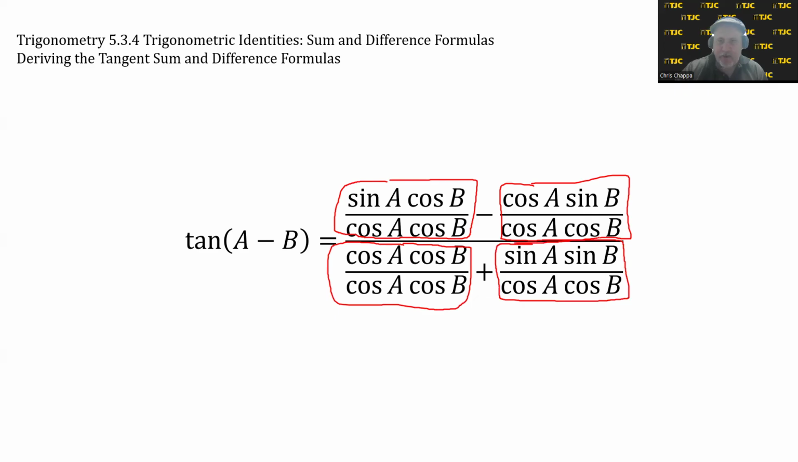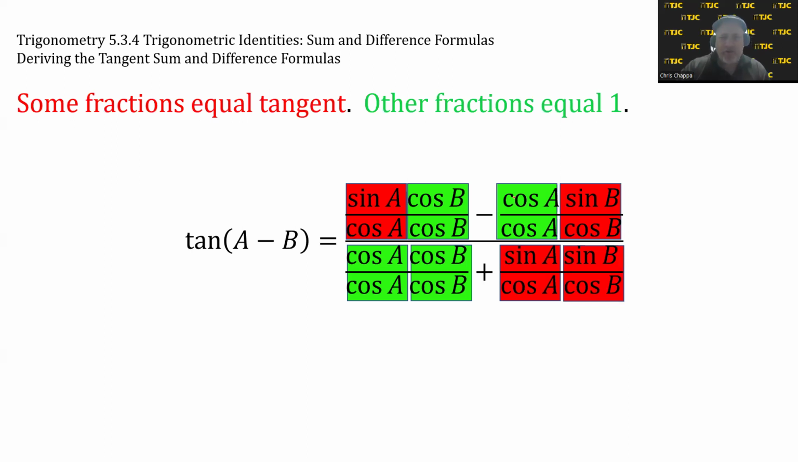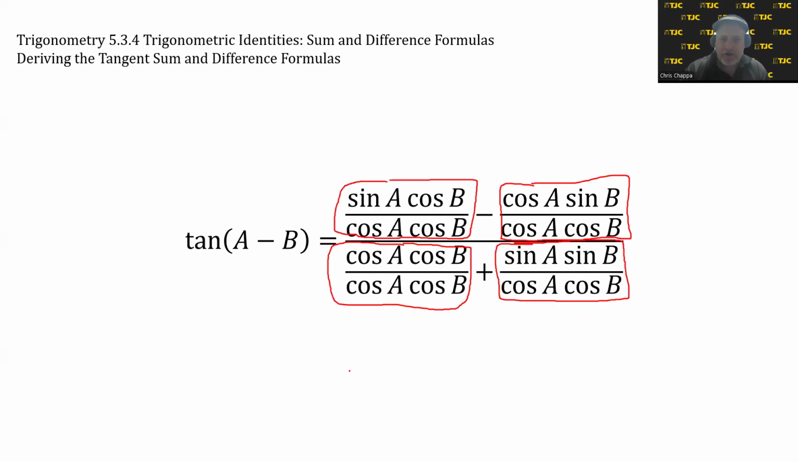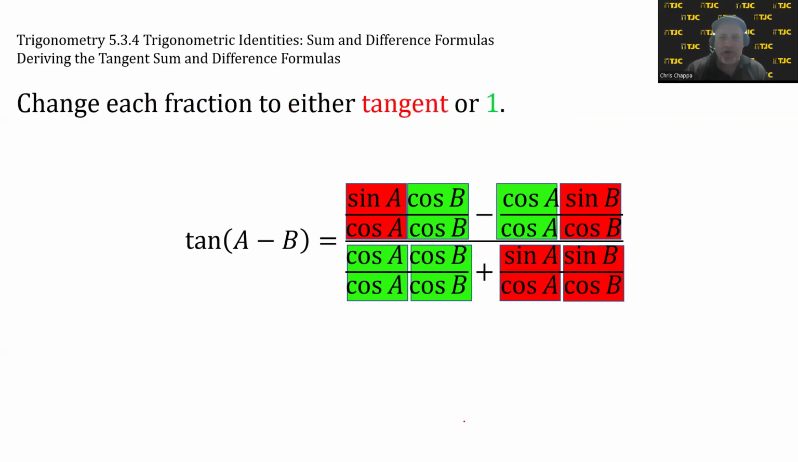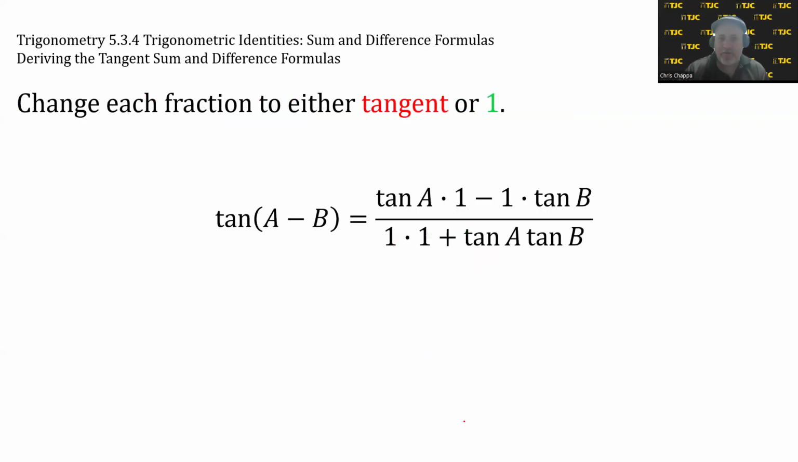Namely, that within all four of these boxes, there are things that cancel and there are things that don't. Now, some fractions are equal to tangent, the ones in red. Here it is before, here it is after. The red fractions are equal to tangent, their sine over cosine. But the other fractions are equal to 1, assuming that they're defined. We are assuming that all of these fractions are defined, meaning no zero denominators. So we can replace all the things in red with the tangent and all the things in green with ones, and it would look something like this.